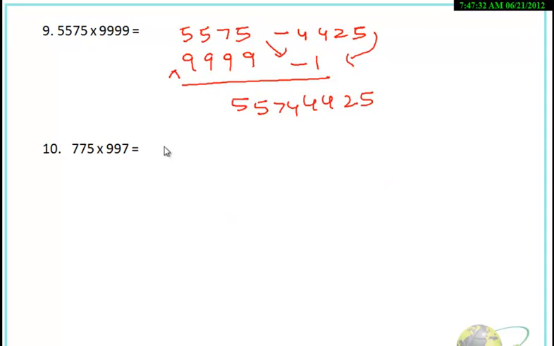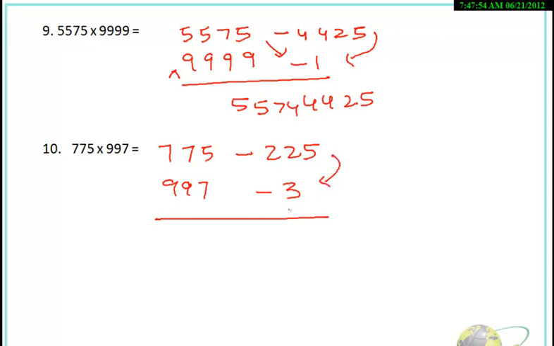Further, let's take this example also, that is 775 into 997. It is 225 less than 1000, and it is 3 less than 1000, and from this multiplication we have to write 3 digits since there are 3 zeros in 1000. So 225 into 3 will give us 675, and from this subtraction we'll be getting 772.